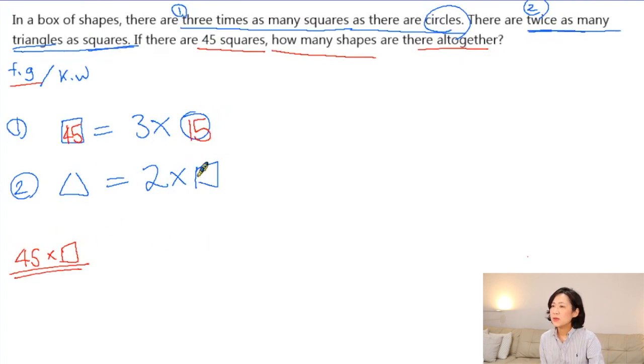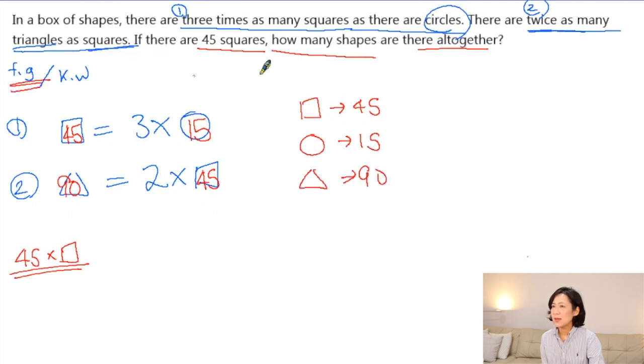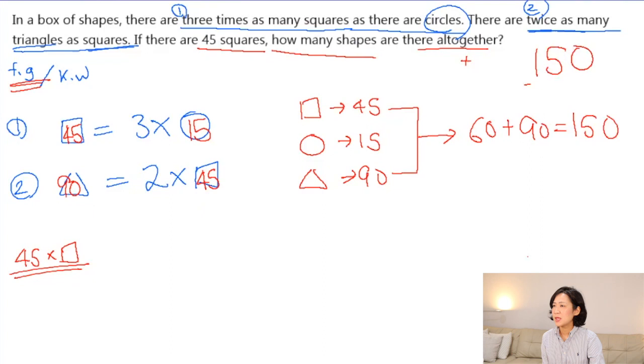Then double the squares is the number of triangles. So double 45 is 90. Now we found all the numbers of the shapes. So let's write down: squares, we've got 45. Then we've got 15 circles. Then 90 triangles. Always remember the final goal is how many shapes altogether, which means adding them all together. 45 add 15 makes 60, add 90, it gives you 150 shapes altogether.